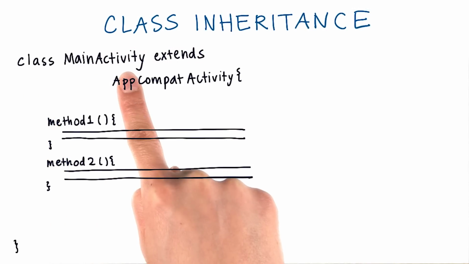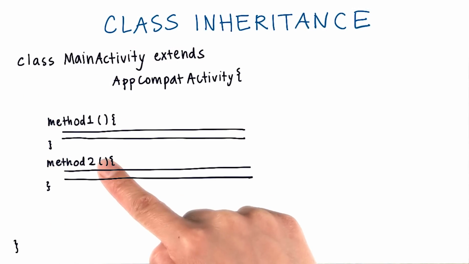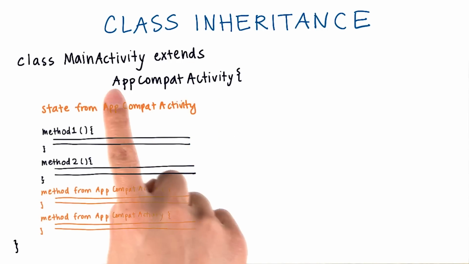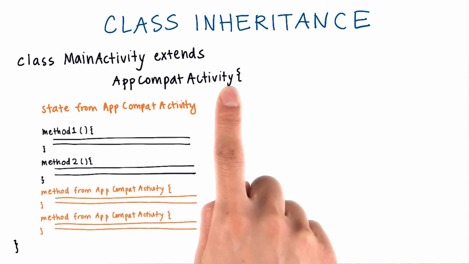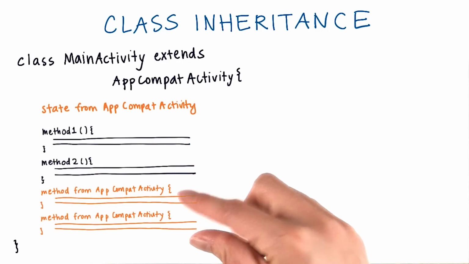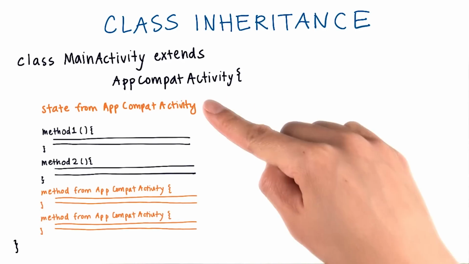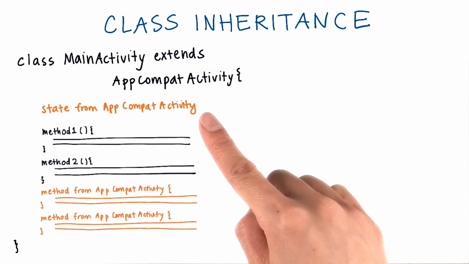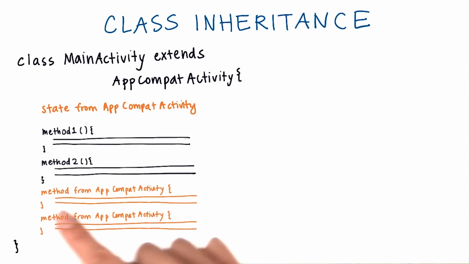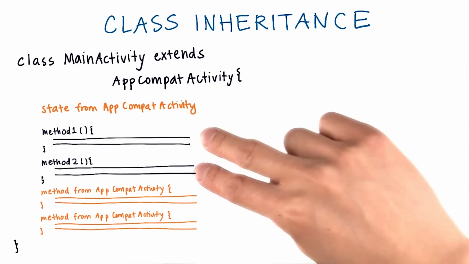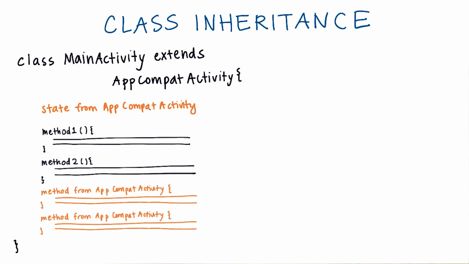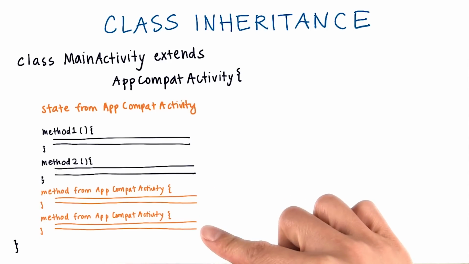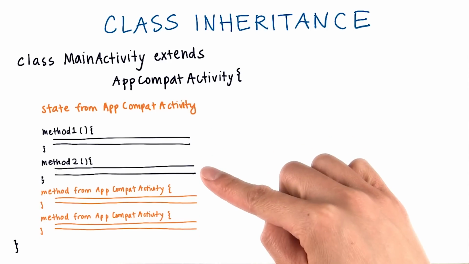This is a class definition for main activity, and say you have some methods defined here. When we extend AppCompat activity, then we can access the state and the methods from AppCompat activity. Now they're not physically added to the main activity class, but you can imagine that they're there because you can still reference the state and the methods as well. And that's how our code can refer to things like setContentView or findViewById because we inherited those methods. We didn't define them in the main activity.